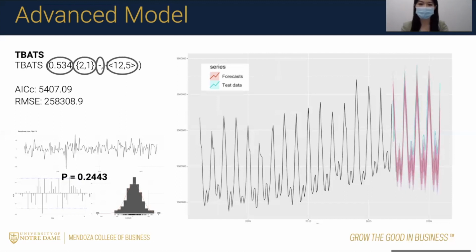This model has an AICc of 5,407, and the residuals show a p-value of 0.2443, meaning that they follow a white noise pattern. And the RMSE for our TBATS model is 258,000, a relatively moderate value.